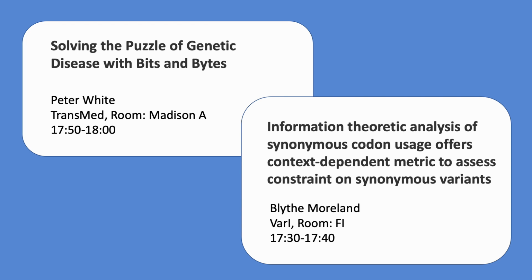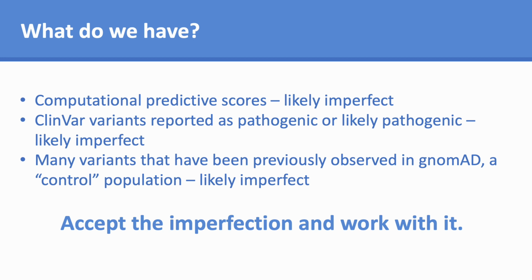work with. So we have these predictive scores. We know they're not perfect. They're trained across the whole genome or exome, not specific to LMNA. We have a set of ClinVar variants reported as pathogenic or likely pathogenic. It's probably not perfect, but it's probably a pretty good label. And then we have many variants that have been previously observed in gnomAD, we'll call it a "control population." It's likely imperfect. In this case, conduction defects can develop over time. gnomAD is presumed healthy individuals, but if they were sequenced before something was diagnosed, they would still be in there.